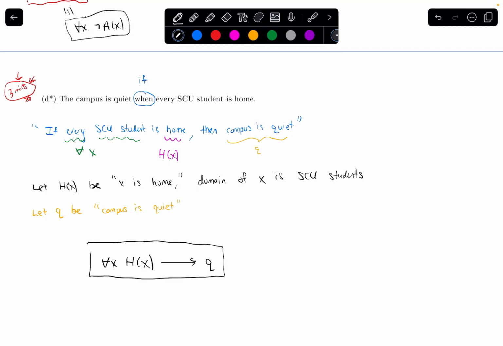One quick thing to remark about this is, remember that in our order of operations, when I have a for all statement and an if-then implication, order of operations says the quantifier happens first. So we are doing the for all H of X part first, and then after that, we are doing this conditional to Q. And if this looks familiar, that's good, because we did a very similar example in a previous video where we talked about the difference between this versus if there was a parentheses here in terms of what they mean.